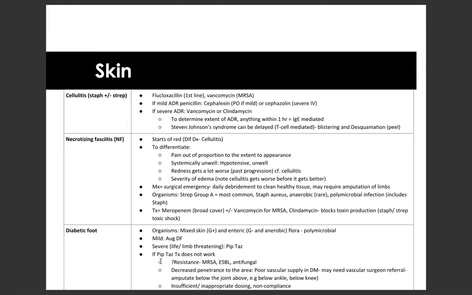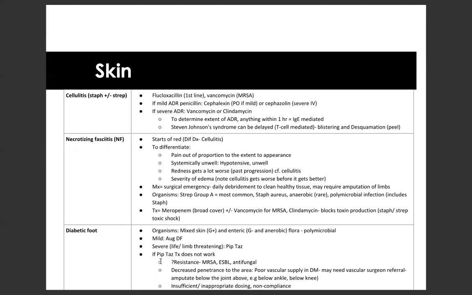Moving on to skin infections, so cellulitis. The most common cause is staph. So you use flucloxacillin first line. But if you're worried about methicillin-resistant staph, then use vancomycin. Another important condition to remember is necrotizing fasciitis, which often looks like cellulitis to begin with, but the main finding would be pain out of proportion to the extent of appearance. And in this case, you need to treat it with broad spectrum antibiotics, so meropenem.